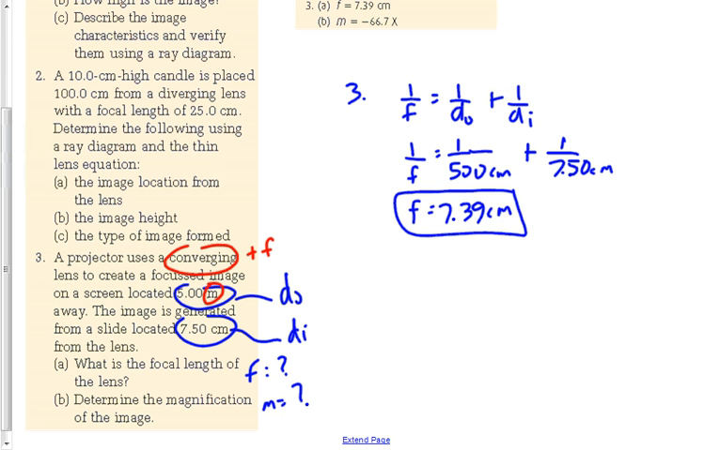Now we want to find the magnification. We've got really 2 equations that will give us the magnification, although they appear on your data sheet as one. It's HI over HO, and it's negative DI over DO. Since we don't know anything about the heights, we're going to use the second part of that equation, negative DI over DO. Negative 7.50 centimeters over DO, which is going to be 500 centimeters. Is that right?